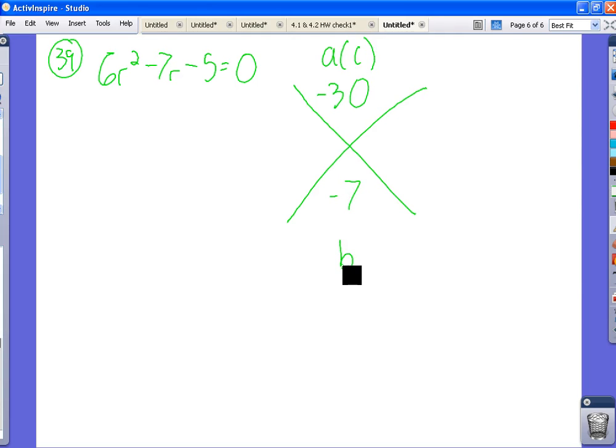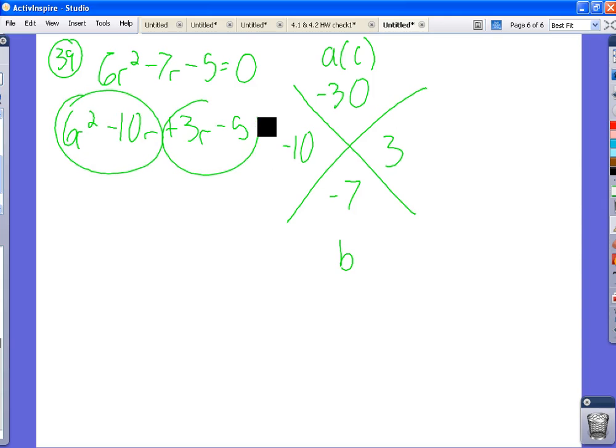Now here, we're going to find two numbers that multiply to make -30 and add to make -7. Negative 10. Is that going to work? Negative 10, positive 3. Okay. So these now, they add up to negative 7. Here's what we're going to do. We're going to put minus 10r plus 3r minus 5. Does this add up to negative 7r? Yeah. It's the same.